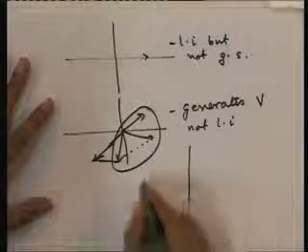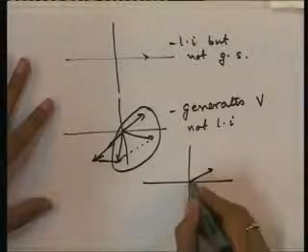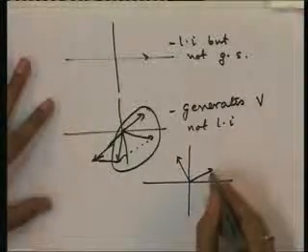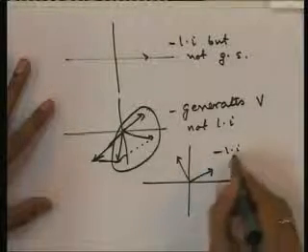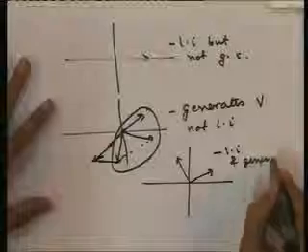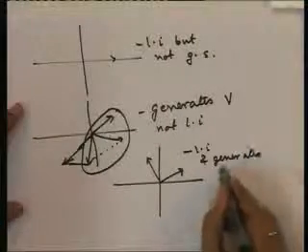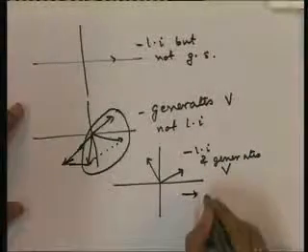Whereas if we take just these two vectors, let us say, then these two are linearly independent and it generates V. So this is a basis.